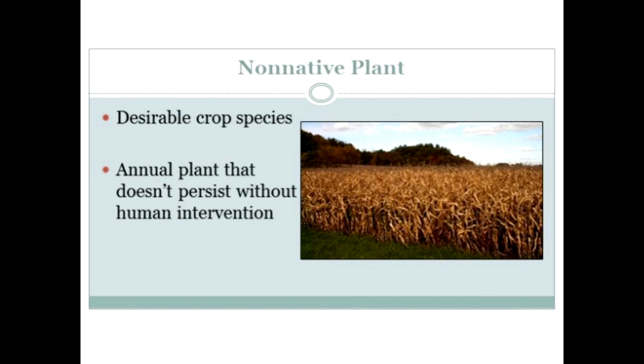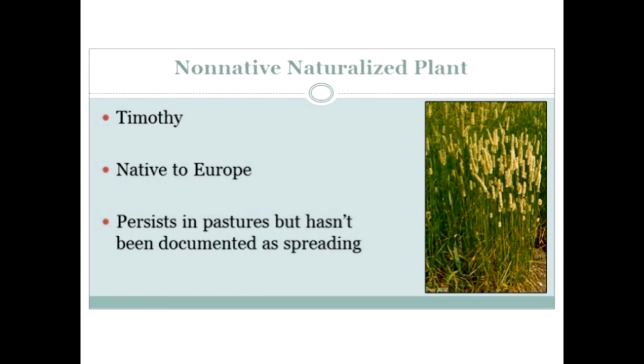Here's an example of a non-native plant. Obviously, this is corn. It's a desirable crop species. However, it's not invasive because it's not going to persist without human intervention. So if we stop fertilizing, if we stop watering it, well, probably not watering it, but if we stop fertilizing it and planting it and maintaining the fields, this plant would disappear. Therefore, it doesn't fit the qualification of invasive species.